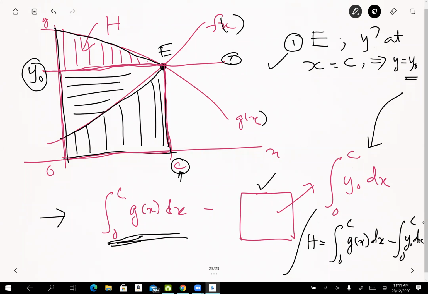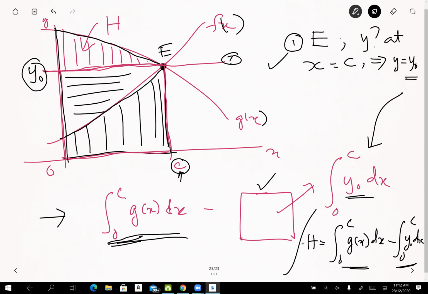So now I have to find the equation where you will get the rectangle. The equation that I need is y0. y0 is the horizontal line, and if I integrate that, I get the area of the rectangle. So therefore, what is the area H? It's the area under D minus the area under y0. Okay, all right. Now go back to the diagram.